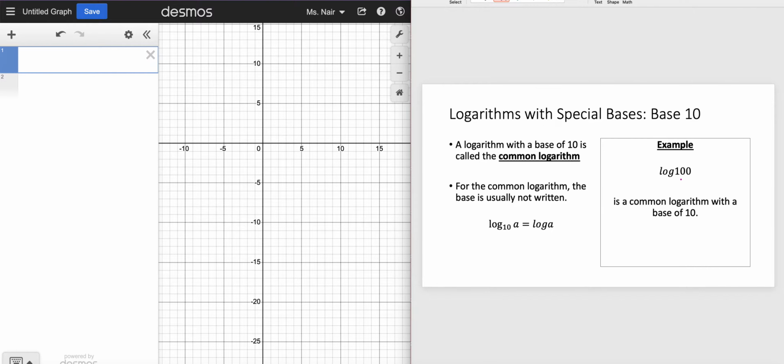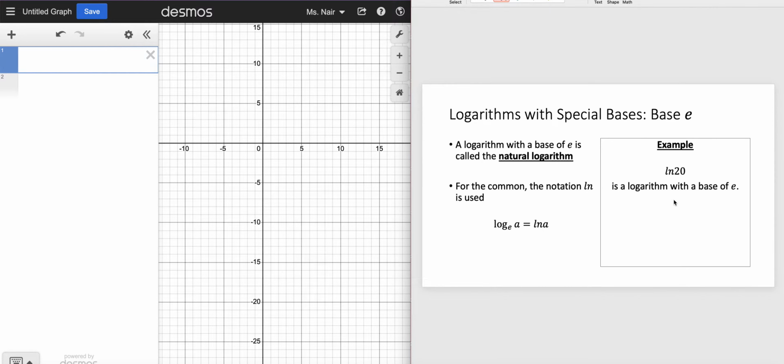So if you see the log of 100, that basically implies that you're talking about a common log with a base of 10. Another type of special log is a log that has a base of e. E is a special number kind of like pi. It's also called Euler's number. And a log with a base of e is called the natural logarithm. And we usually abbreviate this as ln. So instead of writing the log base e of a, we'll just write it as ln of a. And that means we're talking about the natural log.